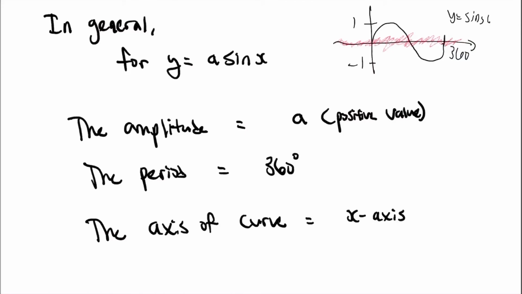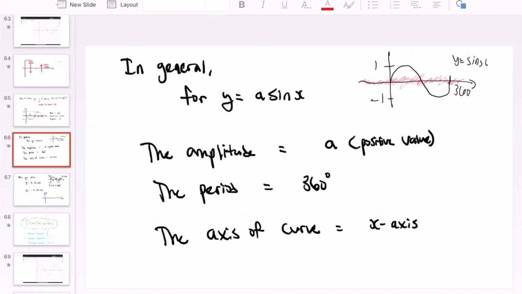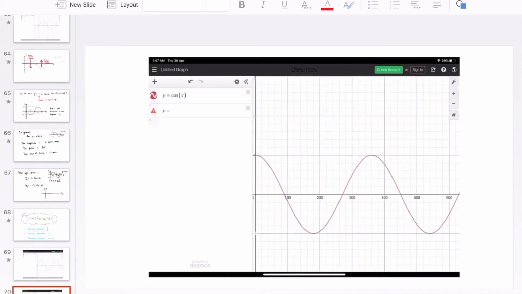So this is the first transformation on our trigo graphs, the vertical stretch. So y equals a sin x, that a will cause a vertical stretch on our sine curve. Now, we've been focusing on sine curve. Will the same thing happen to cosine curve? The answer is yes. When the same transformation is applied to cosine curve, the same effect will happen. It will be stretched in the vertical direction.